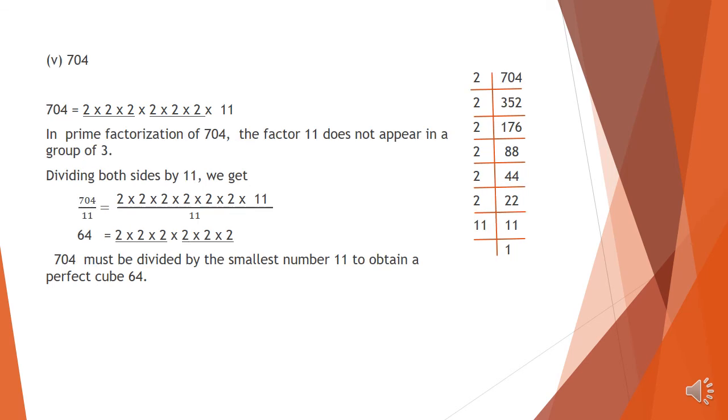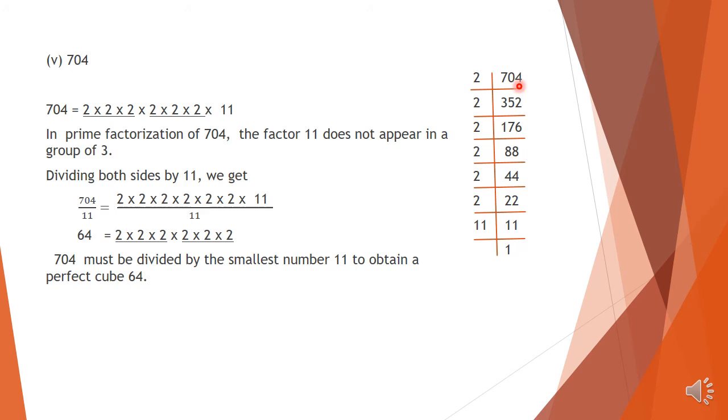Question number 5, 704. We have to prime factorize the number. It is an even number, so we write 2 on the side. In 7, 3 2's are 6. Subtracting 7 minus 6 we get 1. 1 and 0 makes 10. In 10, how many 2's are there? 5 2's are 10. We write here 5, and now no remainder. The next digit is 4.